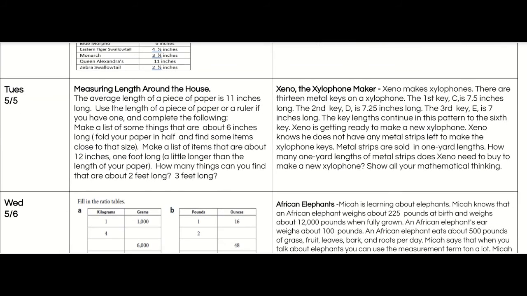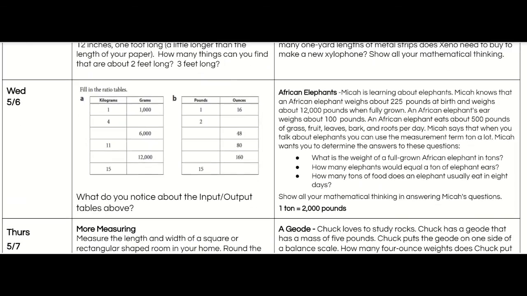As you go on, Zeno, the xylophone maker, is actually missing some important information to solve that. So we're just going to advise you to skip that activity.